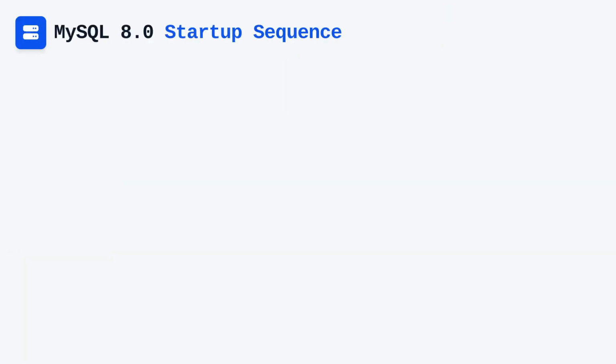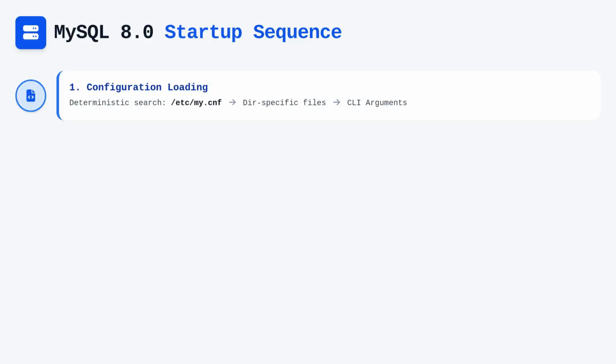To understand the MySQL 8.0 startup sequence, we must view it as a deterministic progression of configuration loading and component initialization. When the MySQL binary executes, it first searches for options files in a predefined order, starting with the global /etc/my.cnf, moving to directory-specific files, and ending with command line arguments.